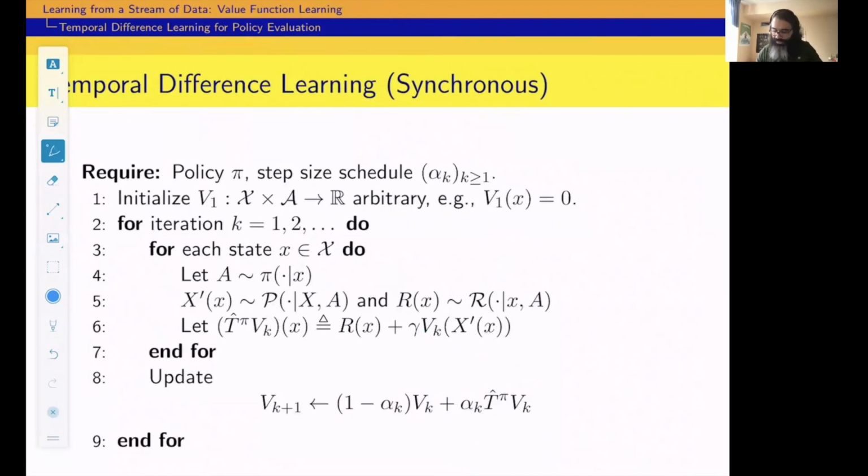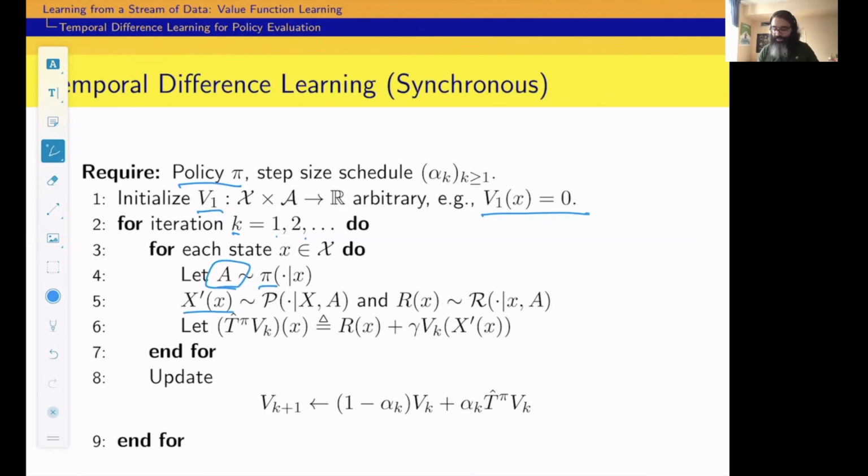So this is for policy evaluation. We have a policy as input. We initialize V1, maybe equal to 0 everywhere as an example. Then we run many iterations, for iteration k equal to 1 to infinity. And what do we do? For each state x, I draw the action from the policy pi, and then get X prime of x.